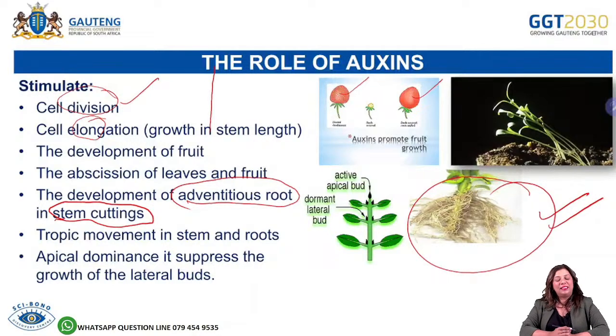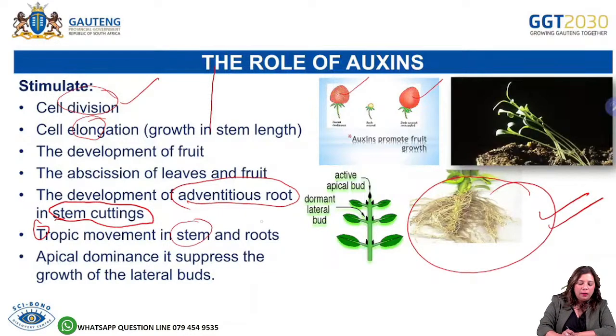Tropic movement in stems and roots. Tropic movement is basically T for turning. Tropism is growth by a part of a plant in response to a stimulus. So if there is light, then the plant will shift towards the light. The light would be the stimulus. This happens in both stems and in roots. So auxins help them with regard to tropic movement. We're going to discuss it a little later on.